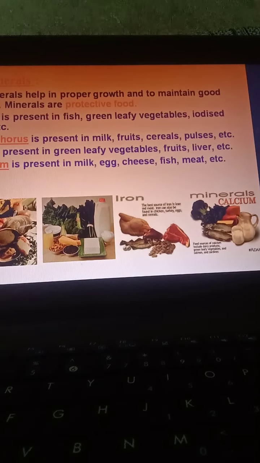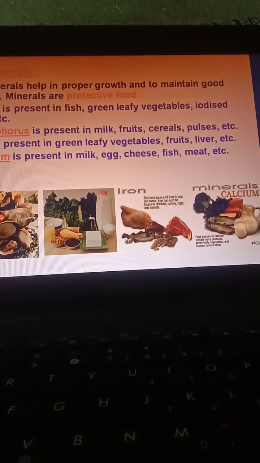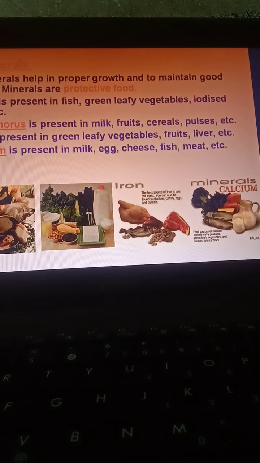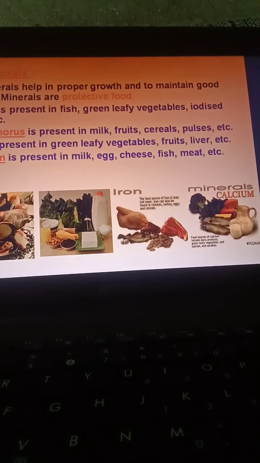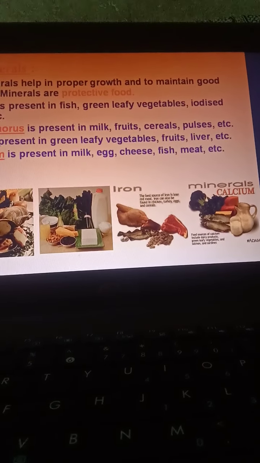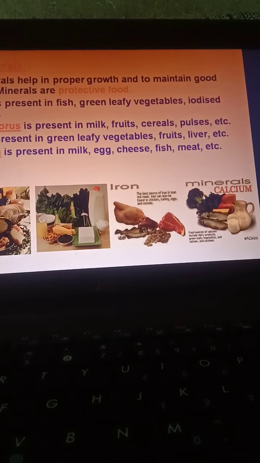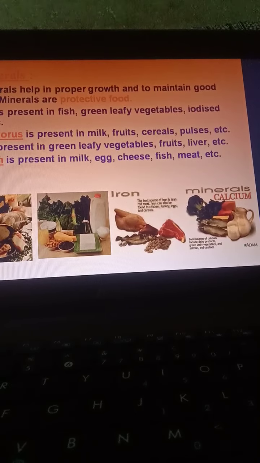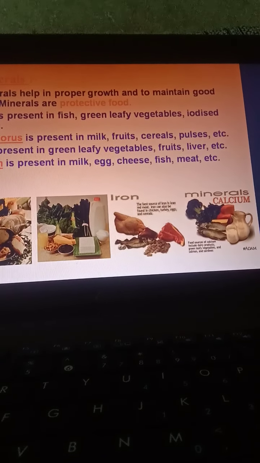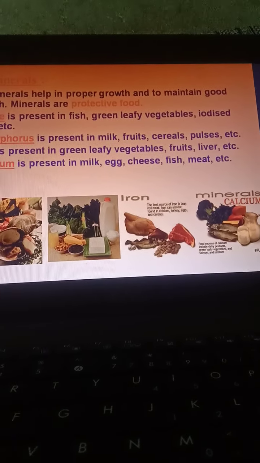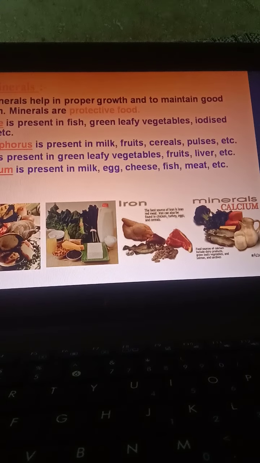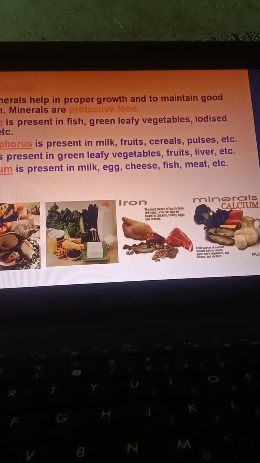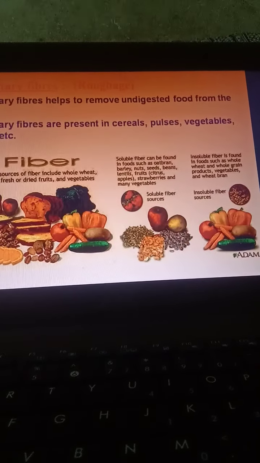Next one is minerals. It is also a protective food because it protects us from many diseases. It helps in proper growth and maintenance of our body. Main minerals are iodine, phosphorus, iron and calcium. Iodine is present in fish, green leafy vegetables, mainly in iodized salt. Phosphorus is present in milk, fish, cereal, pulses. Iron is present in green leafy vegetables, fruits and liver. Calcium you get from milk, egg, cheese, fish and meat.